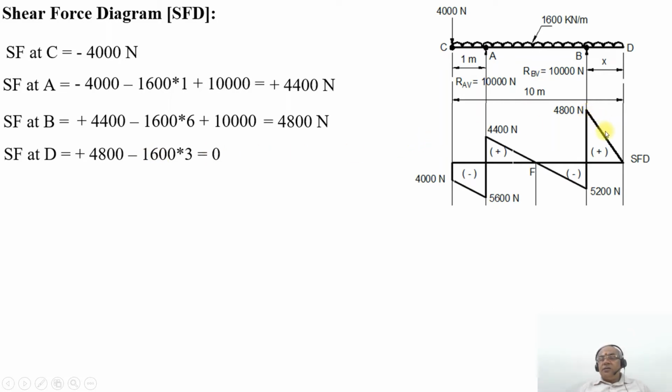The line joining between these points becomes a straight line. Since it is a UDL, naturally the variation is going to be linear.